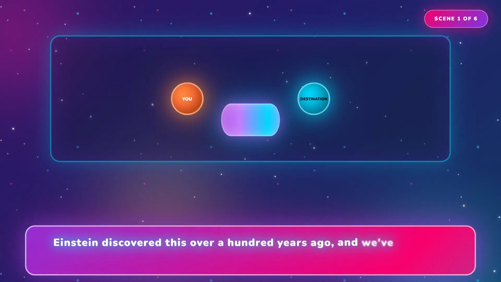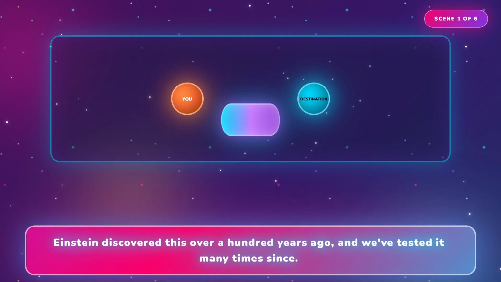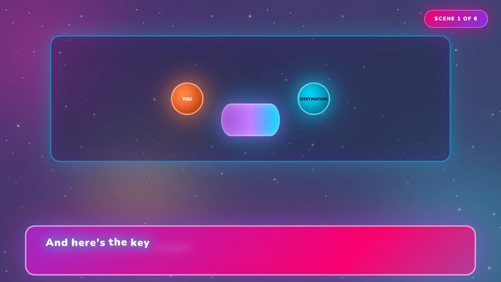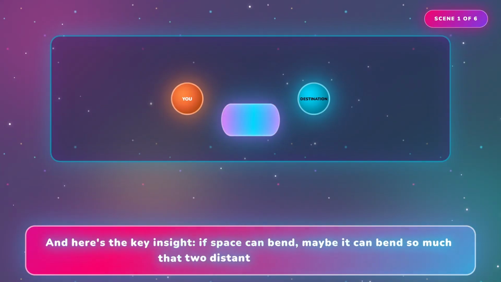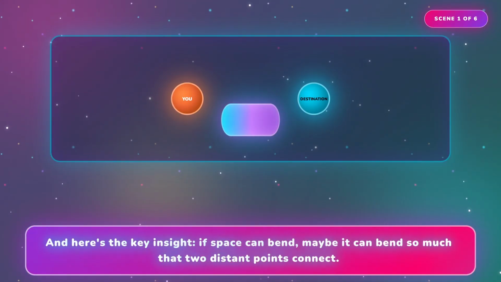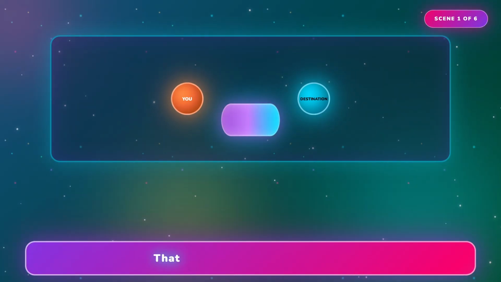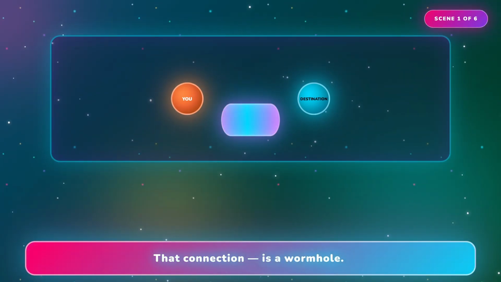Einstein discovered this over 100 years ago, and we've tested it many times since. And here's the key insight. If space can bend, maybe it can bend so much that two distant points connect. That connection is a wormhole.